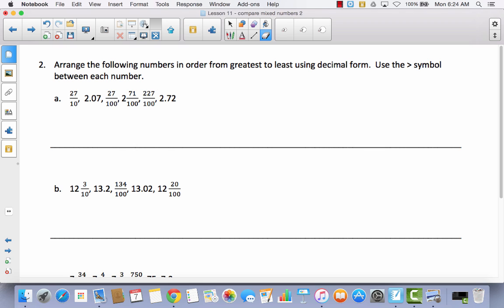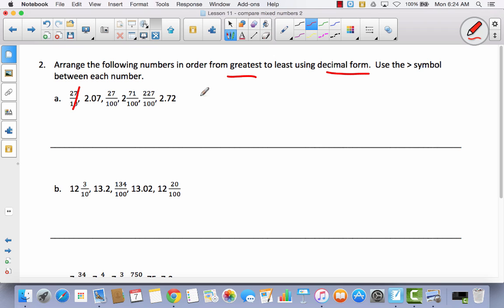Okay, so it says arrange the following numbers in order from greatest to least using decimal form. Use the symbol greater than between each number. So we're going to start with the greatest and we're going to go to the least, and we have to put these in decimal form. So the first thing we need to do is change these ones that are not in decimal form to decimal form. So I've got 27 tenths. So I'm going to mark this out and I'm going to rewrite it down here as a decimal.